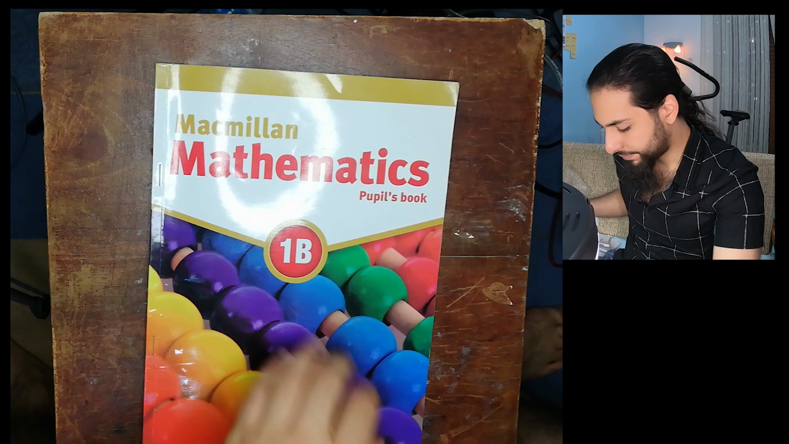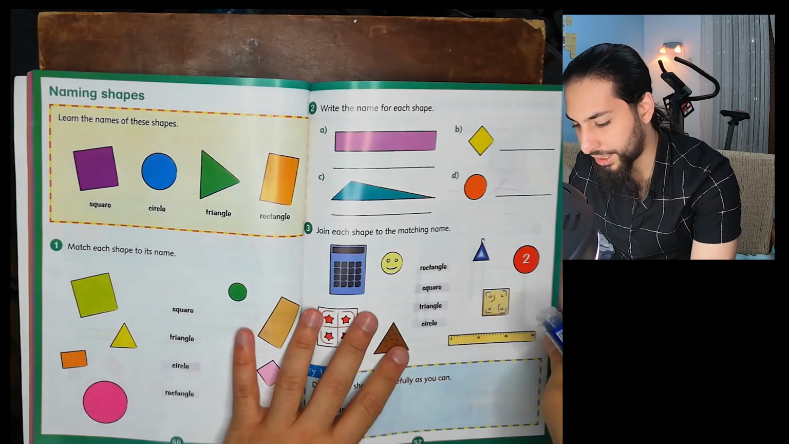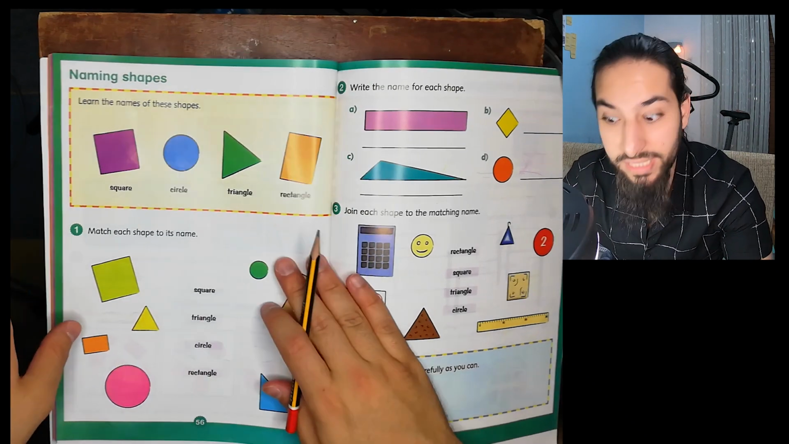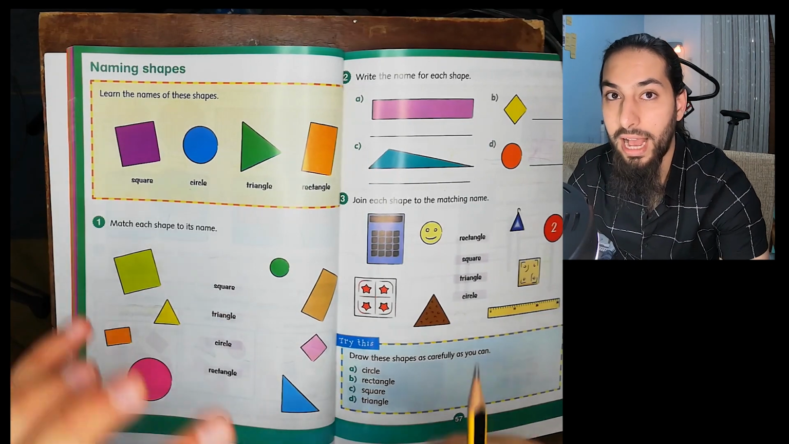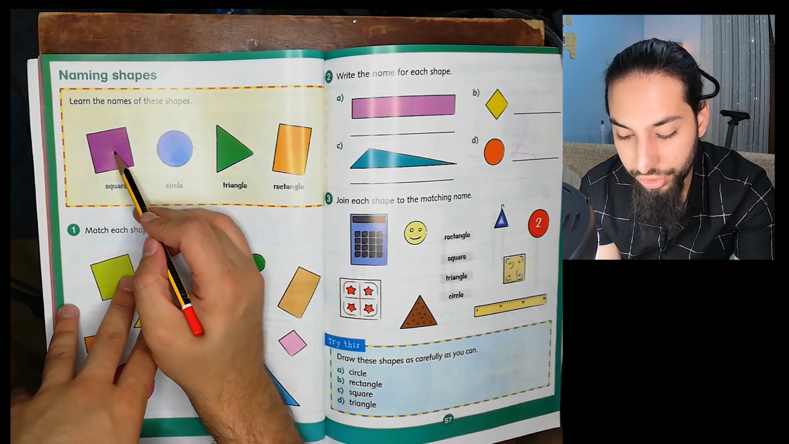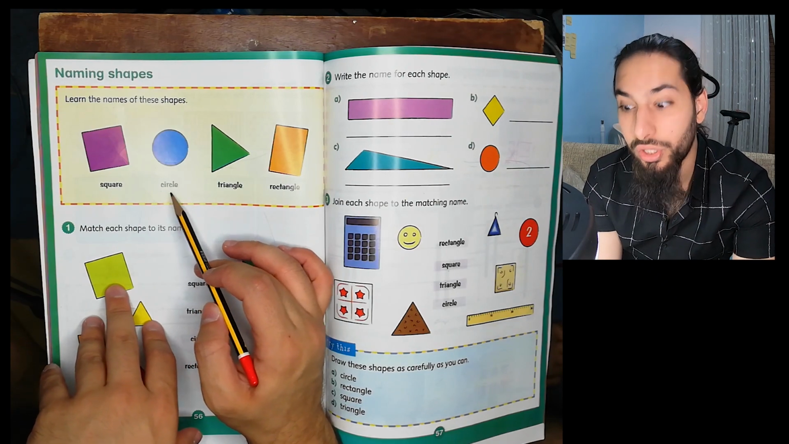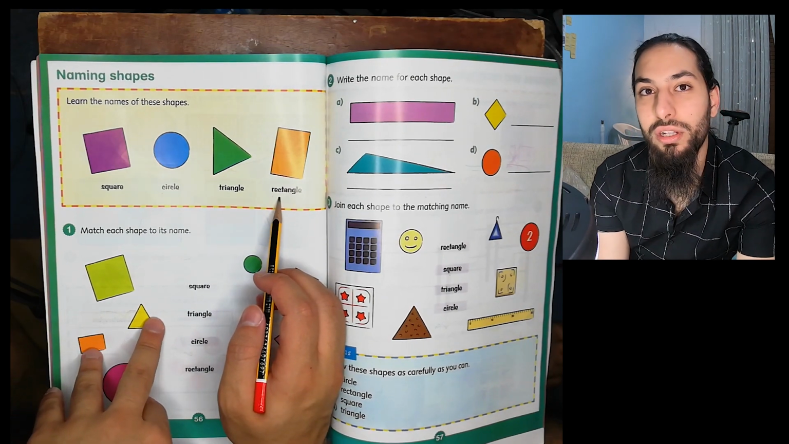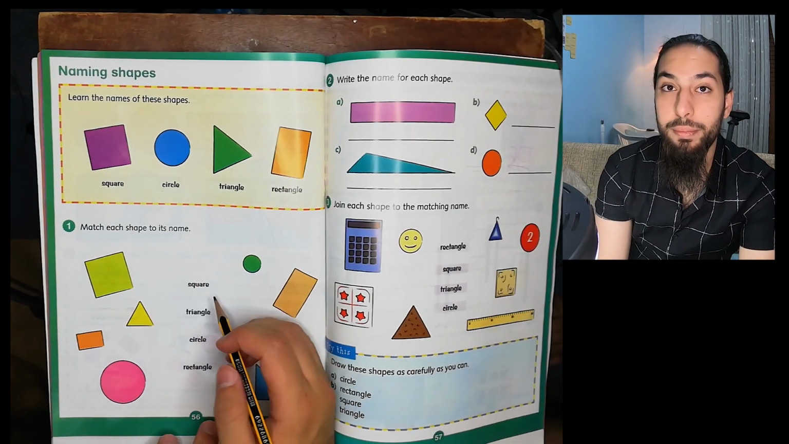Okay. So now we can open the book. What page was it? 56? Yes. Page 56 and 57. Okay, so now on page 56 and 57, we're doing the same thing, but we're going to write this time. We're going to look at how they're spelled. Okay, learn the names of these shapes. Square, circle, triangle, rectangle. Good.